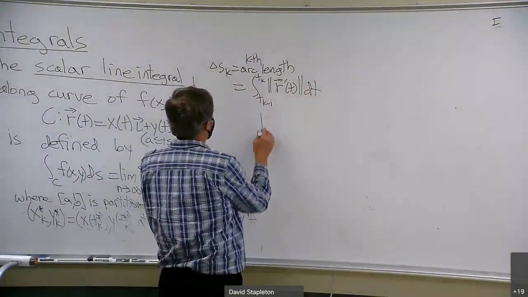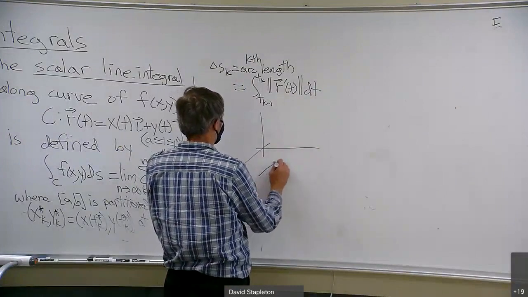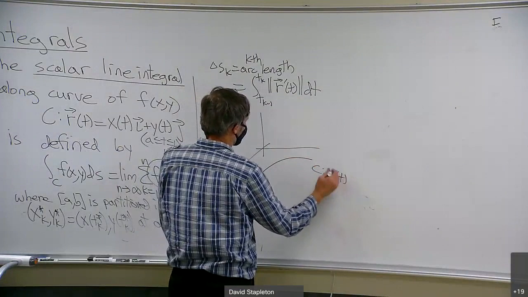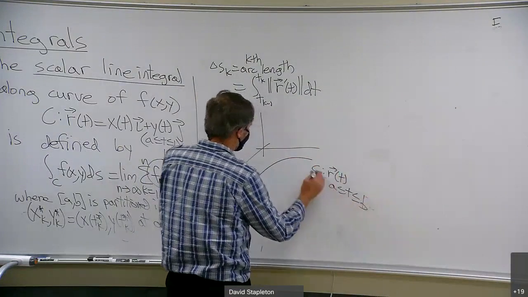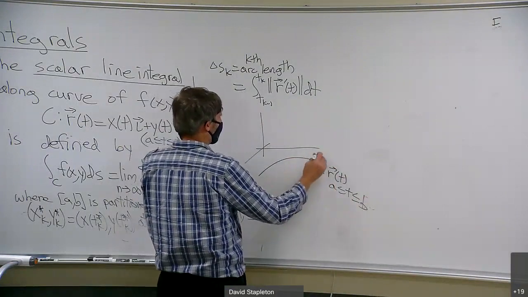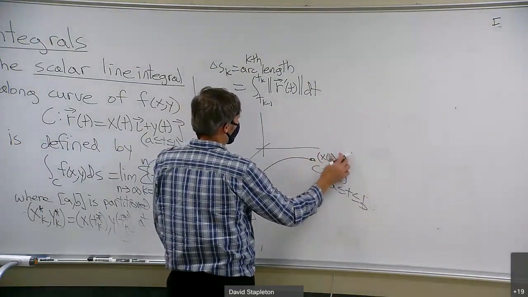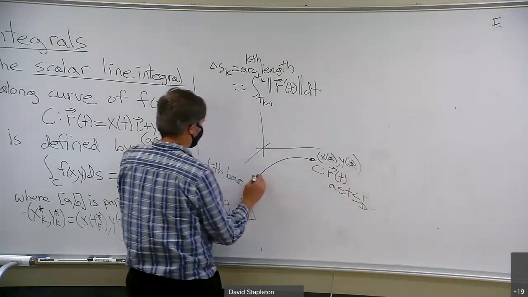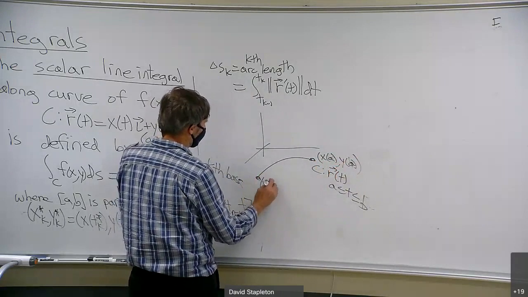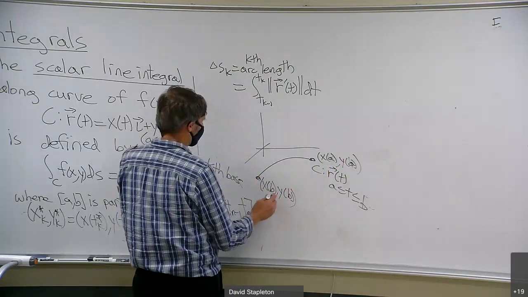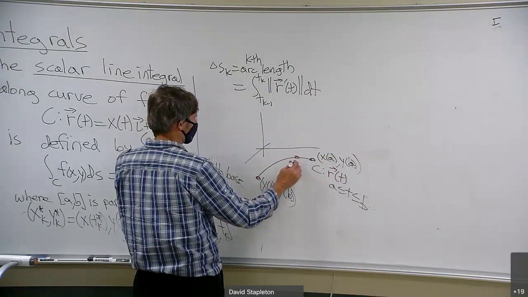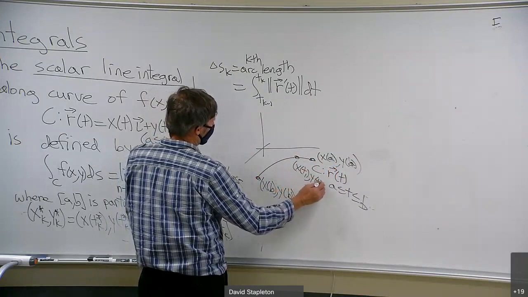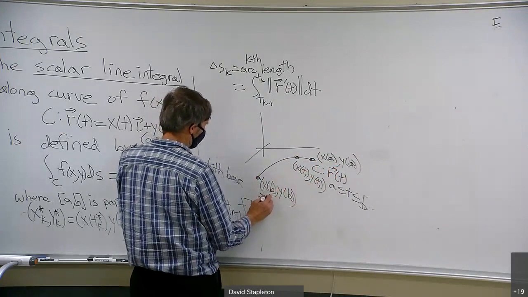And this amounts to taking a curve C, given by R of t, with t between a and b. Here's the point x of a, y of a that begins the curve. Here's the point x of b, y of b that ends the curve. We partition this up. Here's x of t1, y of t1, all the way down. This one is x of tn, y of tn.